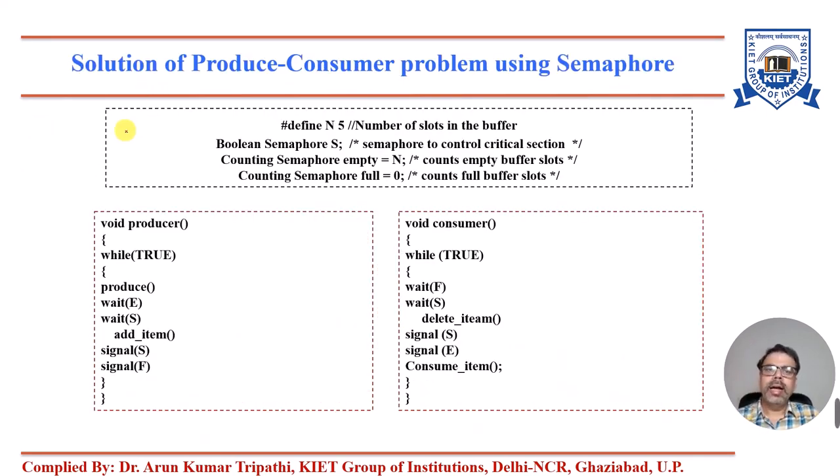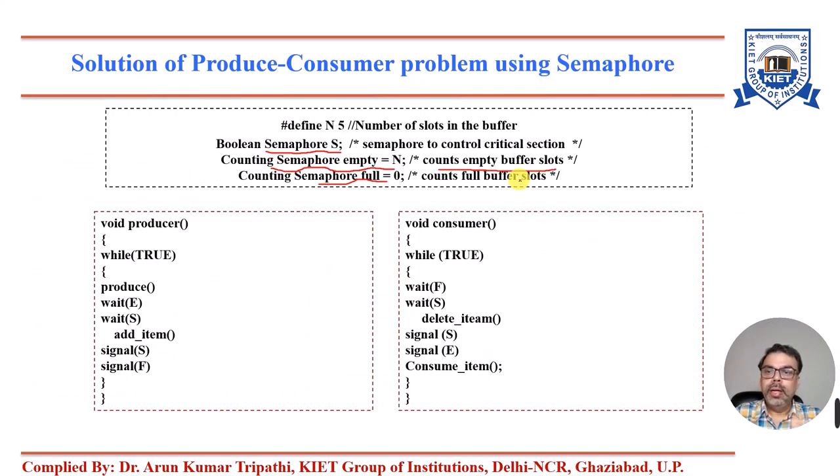Now, here I have considered the buffer size as 5. We consider a binary semaphore S, and a counting semaphore N that counts the number of empty slots. Initially, it is assumed all slots are empty, and a counting semaphore full is equal to 0. When all slots are empty, that means no slot is full.